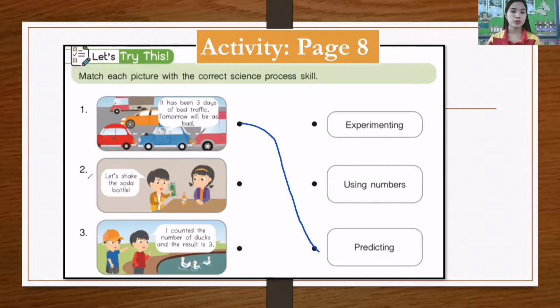Okay, how about number 2? Let's shake the soda bottle. Okay, what is your answer there? Is it experimenting, using numbers, or predicting? Okay, as you can see, the boy and girl are experimenting. So you are going to match it with the word experimenting. And the last one, I counted the number of ducks and the result is 3. So they used a number. Okay, the answer there is using numbers.